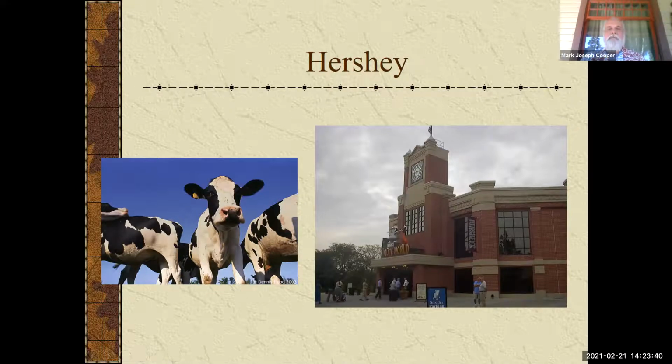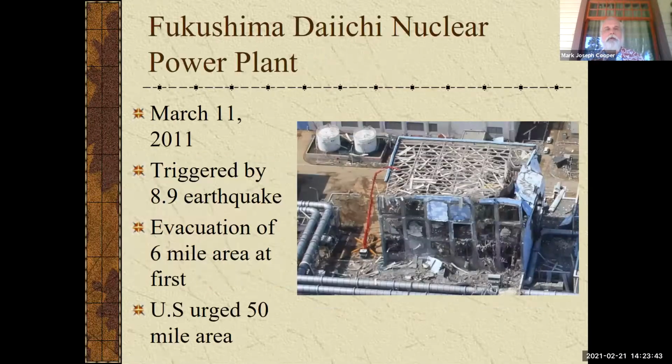But then again, we've just had a more recent one, 2011. It's been 10 years now. Hard to believe. But Fukushima Daiichi nuclear power plant in Japan. They basically had one due to an earthquake, which then caused the tsunami that flooded their power plant. Triggered by the 8.9 earthquake, one of the big ones. And unfortunately, the U.S. urged that they clear a 50-mile area. They only cleared 6, and they couldn't get in to stop it.